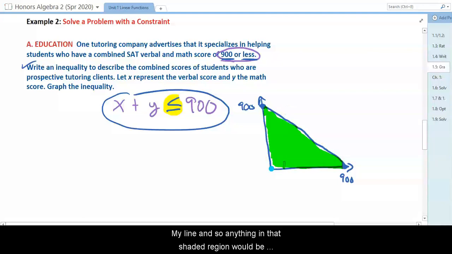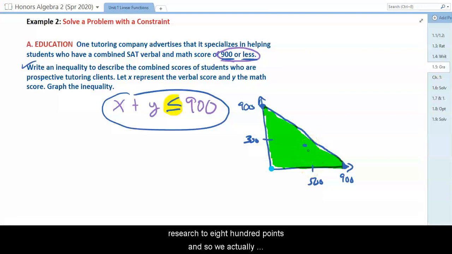And so anything in that shaded region would be a point, and that's what we're going to get to in question B in a second, where if I have a score here, they'll take me, right? So I could have, let's say this is a 500, x is the verbal, and let's say a 300 on the math. That only adds to 800, right? Now, obviously, there are some restrictions here. Each section of the SAT and ACT is restricted to 800 points. And so we'd actually have some additional lines in here, and this graph would actually stop here at 800. It wouldn't go out.